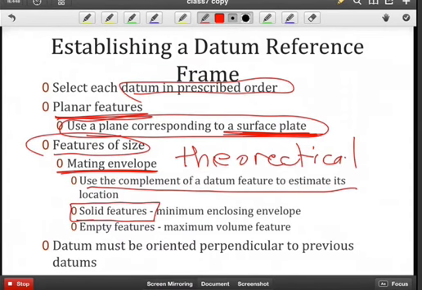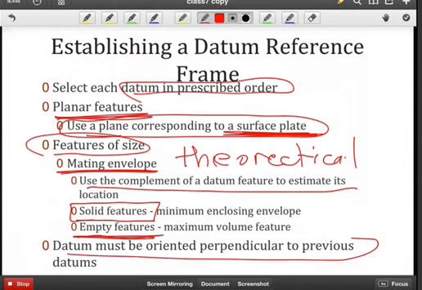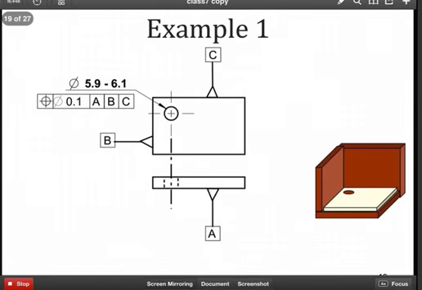We're going to find the minimum enclosing envelope. So think of it as being shrink wrapped around that solid feature, a protrusion of some kind. And we're going to shrink a perfect geometry around that, and hence we call it the mating envelope. For an internal feature, an empty feature, we'll take the largest theoretical geometry and expand it. Also note, while we're doing this, the datum that we're establishing must be oriented perpendicular to the previous datums in the datum reference frame. So let's look at our example.